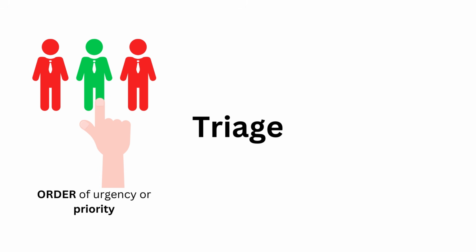The next word is triage. So you can think of many nurses go into triage when there's a huge emergency. So order of urgency or priority. So we see the word priority again. So importance. So if the individual in the middle needs the most help, they're the most urgent person to help, they're going to triage, and that is the order of urgency.